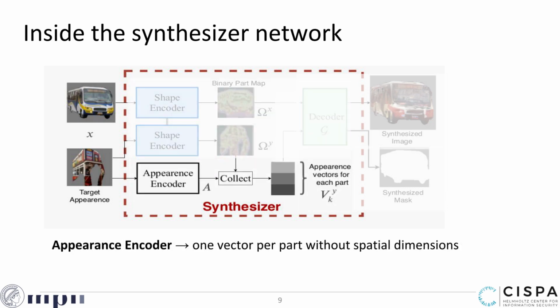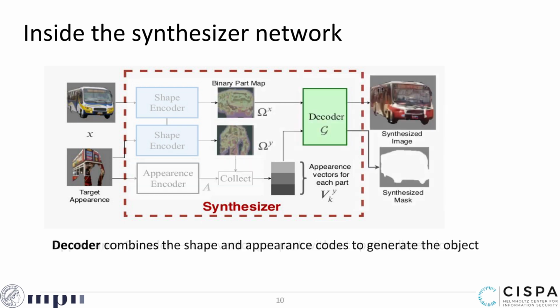The appearance encoder is also a CNN with U-Net structure. It produces one vector summarizing the appearance information for each location. This is combined with the previously obtained part map to get just one appearance vector for each part. Since the appearance codes do not have spatial dimensions, the amount of shape information in this path is limited. This allows our network to successfully disentangle the shape and appearance representations. Finally, the decoder network combines the pose and appearance codes produced by these two encoders to generate the final object.